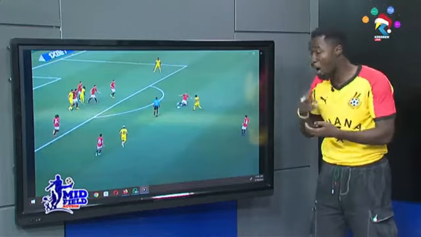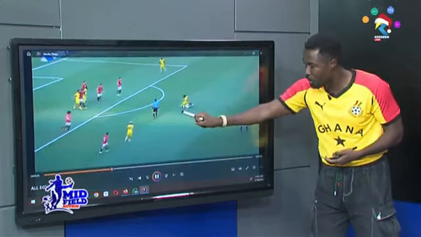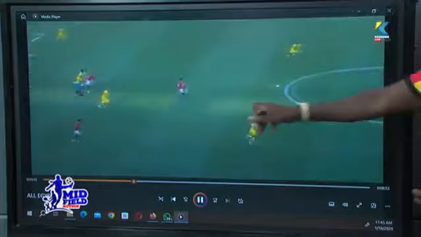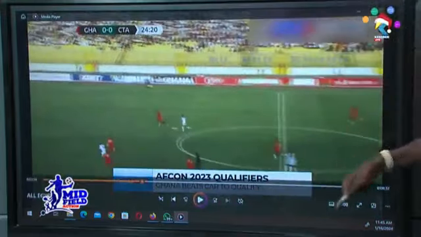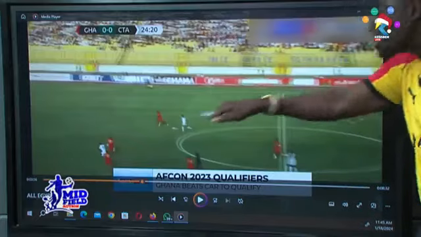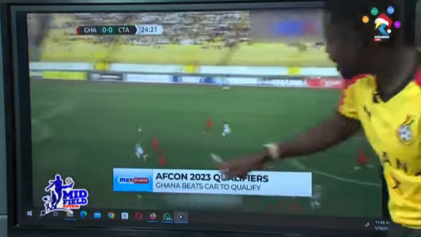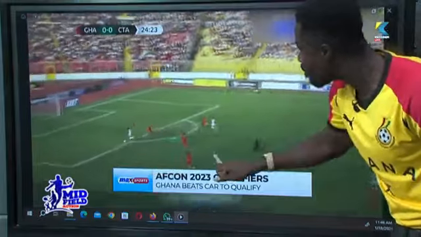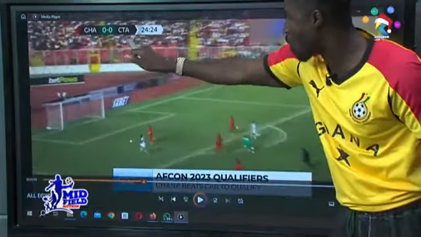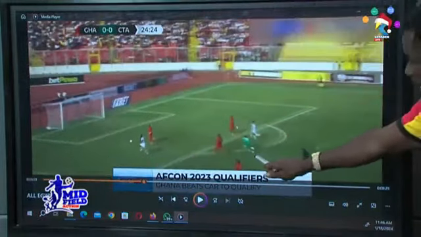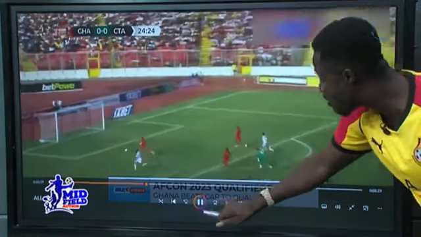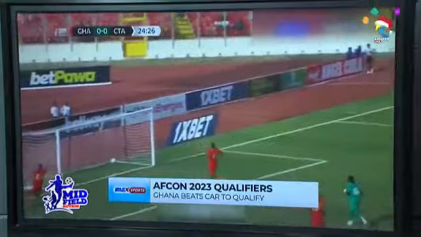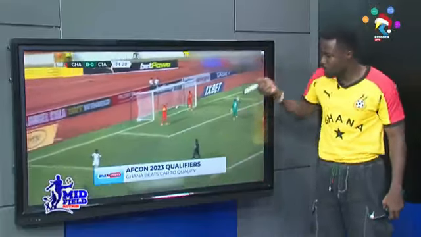But of course, Egypt are also stronger on the counter attack. Now let's talk about Ghana and the counter attack. Egypt there against Mozambique. This is Ghana. This friendly was against Central African Republic. You can watch it. The keeper comes out and there is an empty net.